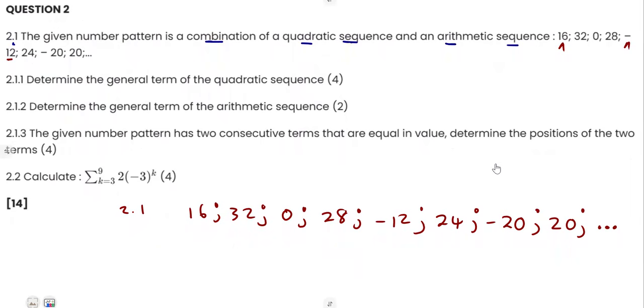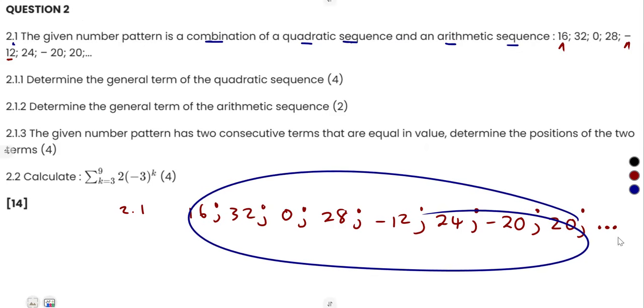So the first thing is for you to figure out which one is the quadratic and which one is the arithmetic. In most cases, if they give you a combination of quadratic and arithmetic in this manner, the ones that are starting are quadratic, then arithmetic. But do not focus on this, because they never specify that order. They just told us that from these, there are two.